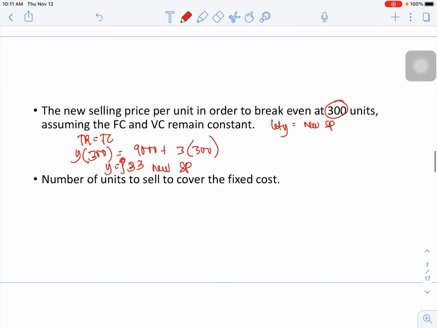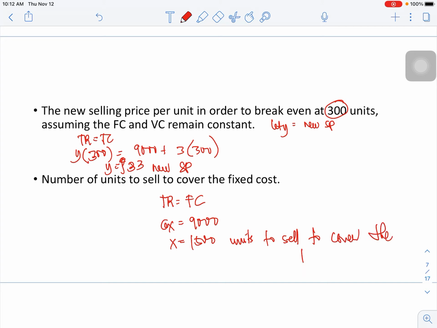Next, the number of units to sell to cover the fixed cost. We have TR equal to FC. So 6x is equal to 9,000. So x is equal to what? 1,500. So we need 1,500 units to sell to cover the fixed cost.